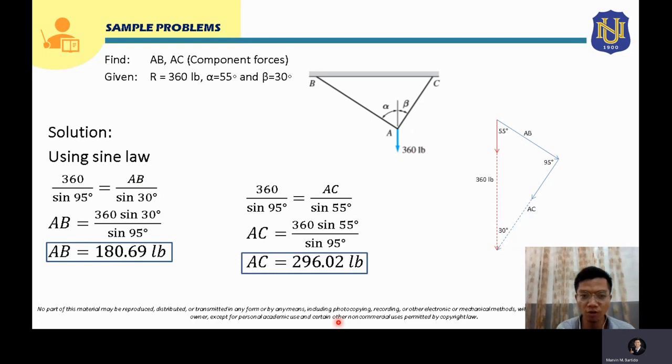Now we should also solve for AC, using the sine law again. 360 over sine 95 degrees will be equal to the side that you want to solve, AC, over the sine of the angle opposite to that side, which is 55 degrees, so sine 55 degrees. Cross multiplying, this will become 360 times sine 55 over sine 95. Inputting that in your calculator, that will give you 296.02 pounds. So that will now be the answer for this problem.